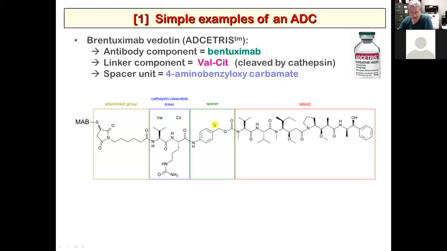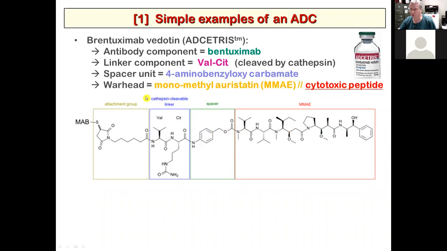Okay, and the other thing that's kind of cool is 4-aminobenzyloxycarbamate. That's this spacer. What's the role of a spacer? Well, it creates space between the linker and the warhead. That's one thing it does. But it actually is able to fall off, which is really cool. And we'll show the mechanism of how it falls off also. And then the warhead is monomethyl auristatin, MMAE, which is the cytotoxic peptide.